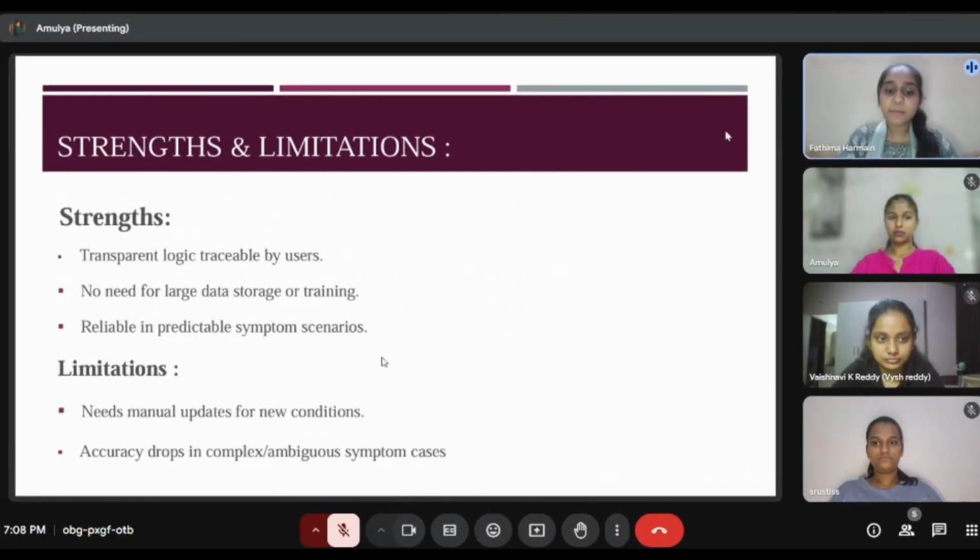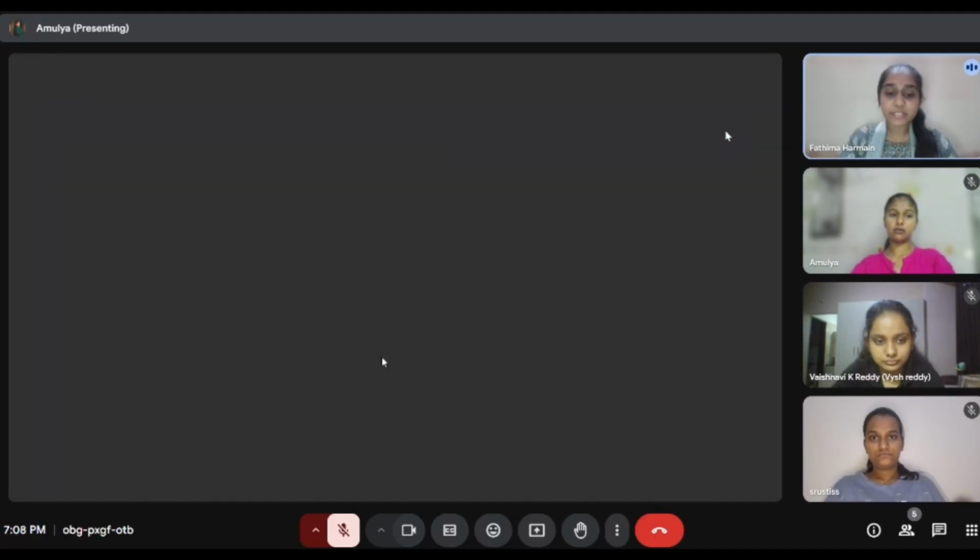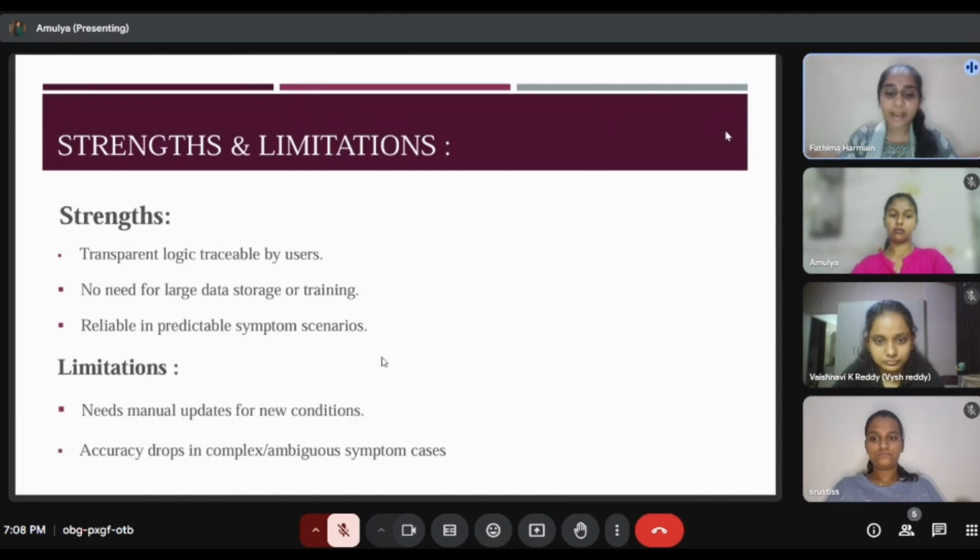Extremely transparent means anyone can see how the system arrived at a prediction. The next one is no training data, which means no need for storage and no risk of bias from old data sets. And the third one is it runs on minimal resources, even basic smartphones. So the limitations are, it's not flexible. If a new disease or variant appears, rules must be updated manually. The second one is it finds it hard to distinguish between diseases that have many shared symptoms like COVID-19 and flu. And the last limitation is as more rules are added, the system becomes harder to manage.